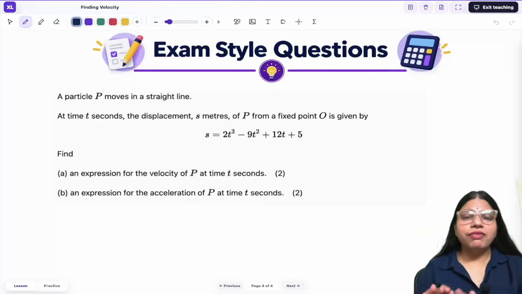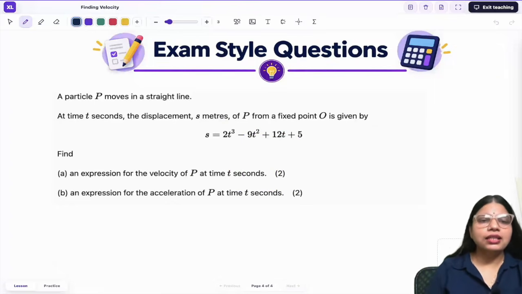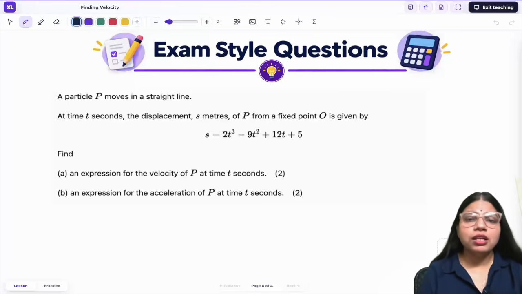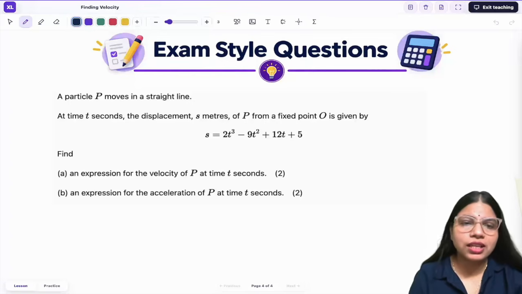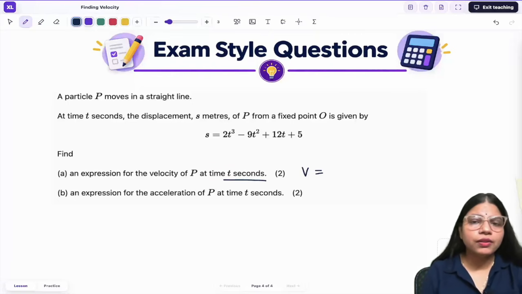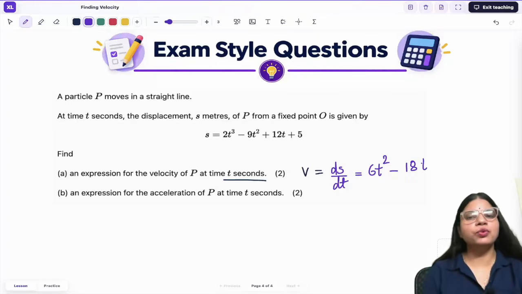Okay, now the final exam style question. So we have a particle that moves in a straight line. At time t seconds, the displacement is given to us as s from a fixed point. This is the language they use. So s is given to us. We have to find out the expression for v at time t seconds. So what we need to do is find v, which is nothing but ds over dt. So let's differentiate that. 6t squared minus 9 times 2 is 18t plus 12.